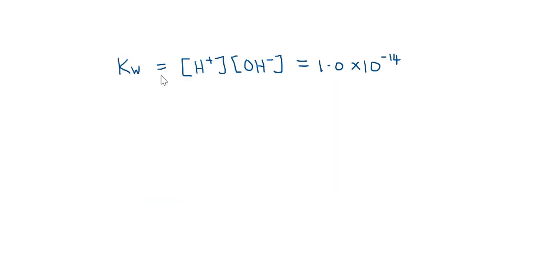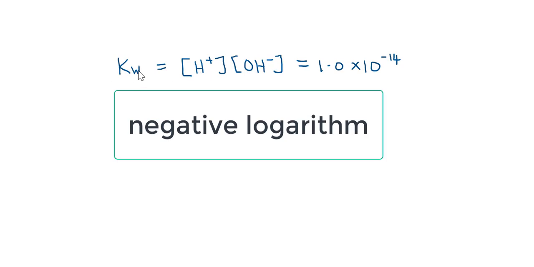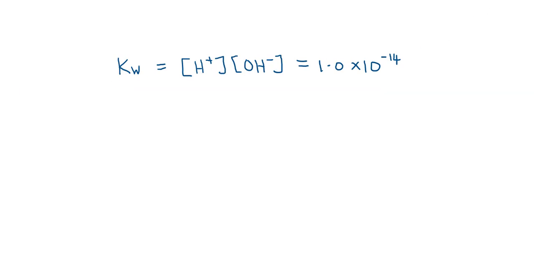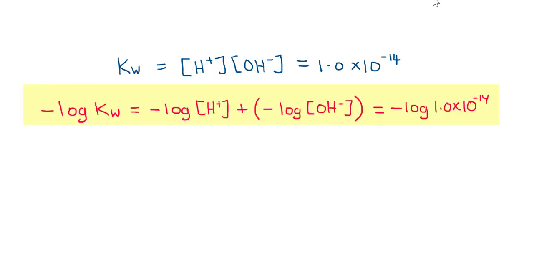Since Kw equals the concentration of hydrogen ion times the concentration of hydroxide ion, which equals 1.0 times 10 to the power of minus 14, if we put a negative logarithm on both sides, we will get negative log Kw equals negative log concentration hydrogen ion plus negative log concentration hydroxide ion equals negative log 1.0 times 10 to the power of minus 14.